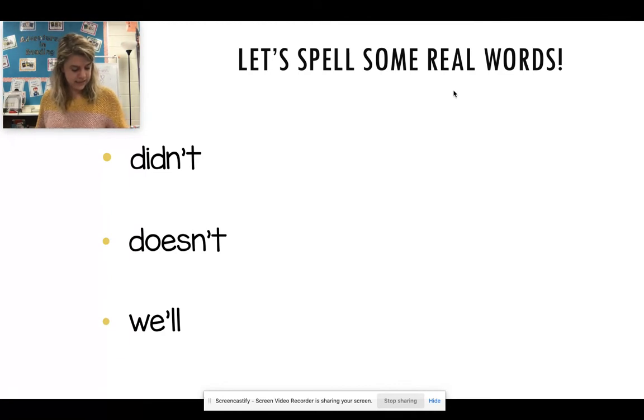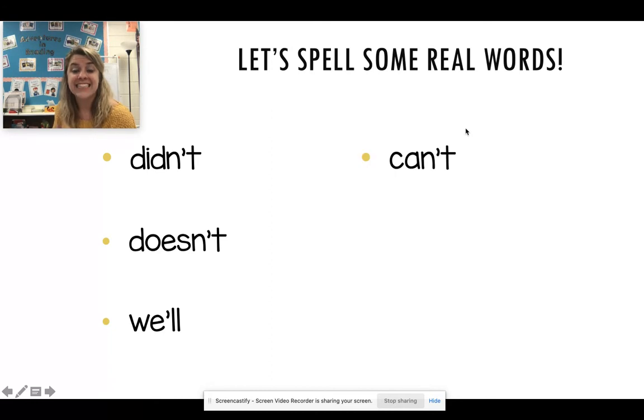Can't. Cannot. Can't. This is a very common contraction. Here we go. C-A-N apostrophe T. Now, in this word can't, we don't leave the N from the original word or from the not. We take that one away because there's already an N at the end of that word. So it's not C-A-N-N apostrophe T. It's just C-A-N apostrophe T.